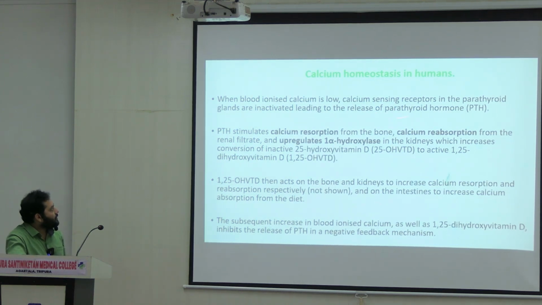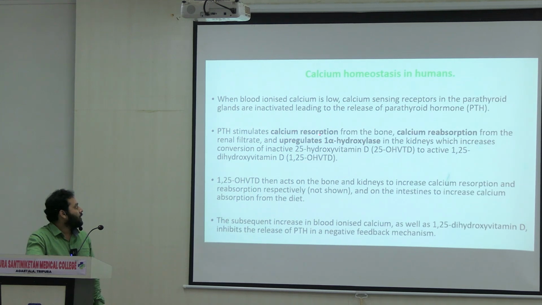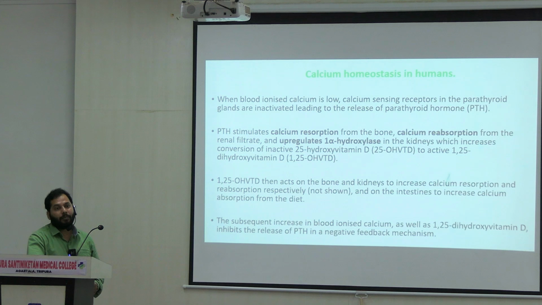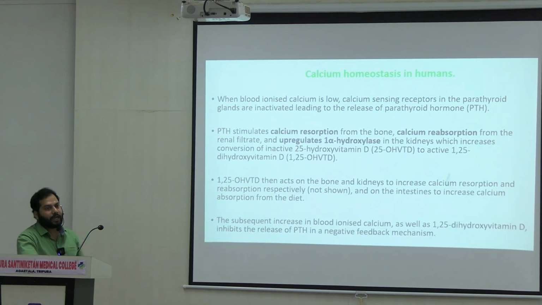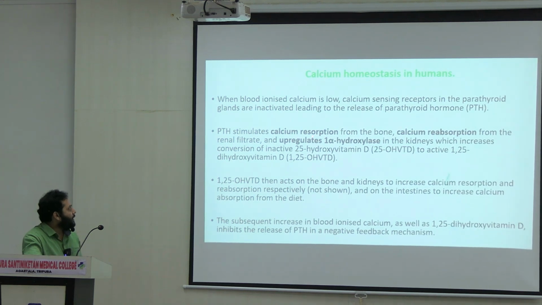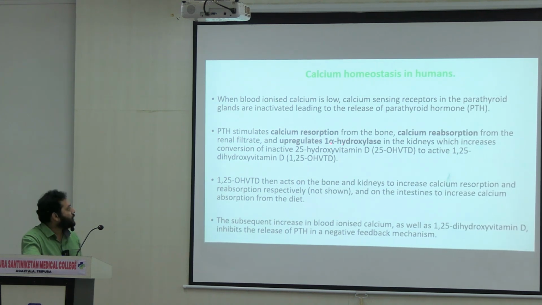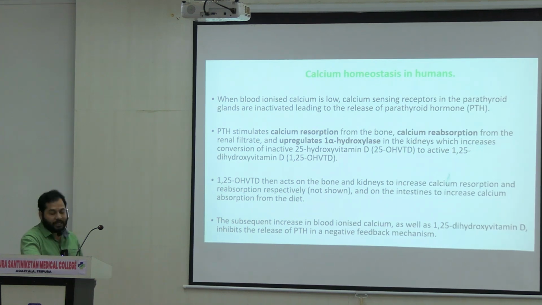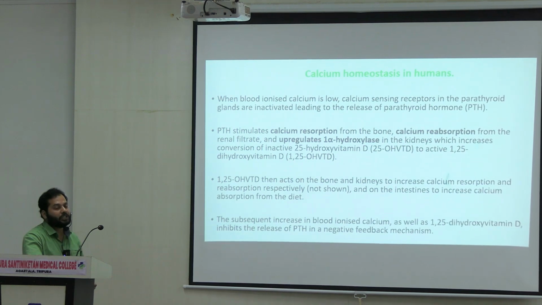After the release of parathyroid hormone, it stimulates mainly three things. What are the most important things carried out by parathyroid hormone? The first one is the resorption of calcium from the bone. The second is calcium reabsorption, which takes place in the renal system. Another important thing is that parathyroid hormone upregulates the activity of a particular enzyme, 1-alpha hydroxylase. This enzyme is very important because it is involved in the activation of inactive vitamin D to its most active form.